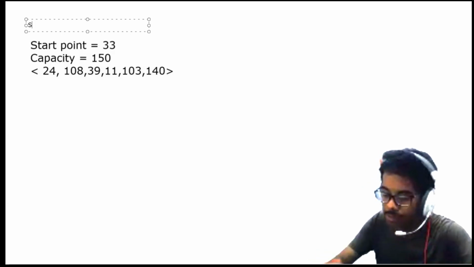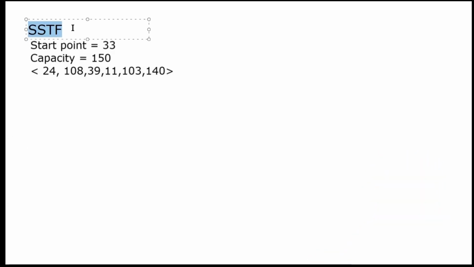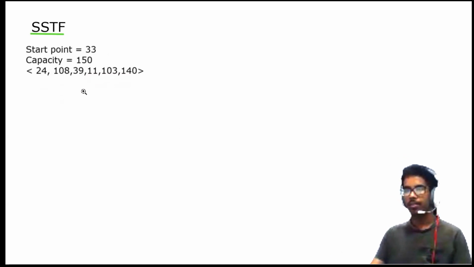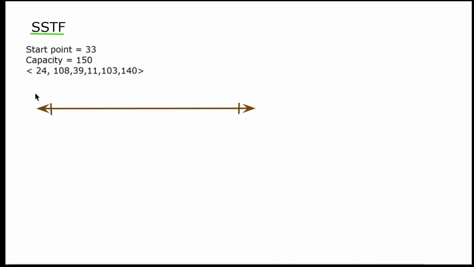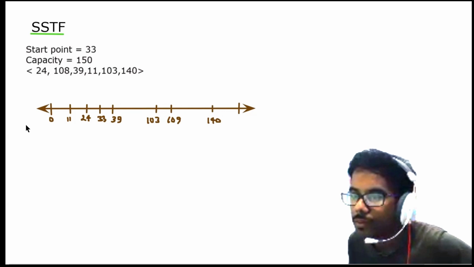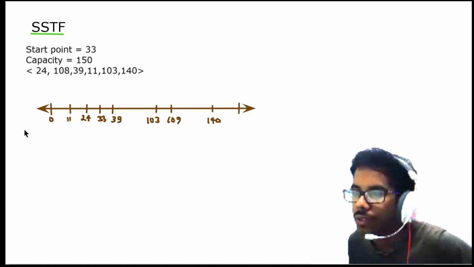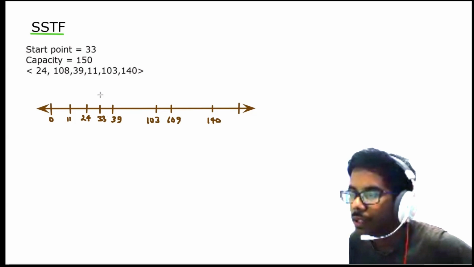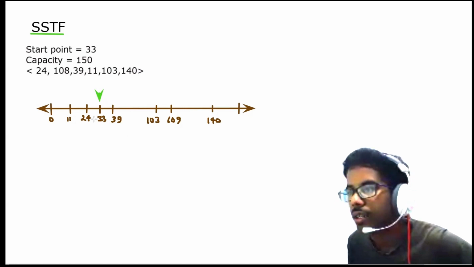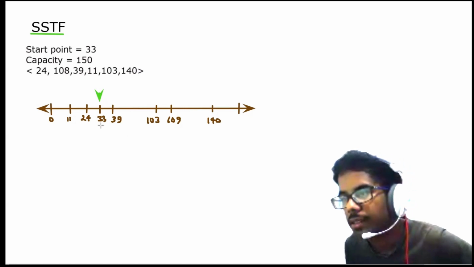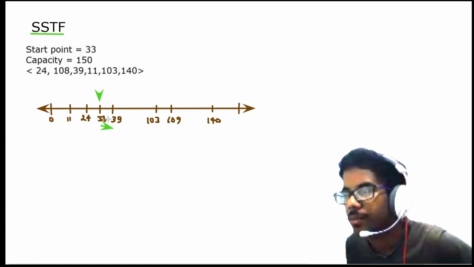Okay, so let's do the SSTF algorithm. So suppose we have this example right over here, and we have to get the answer. How would we do it? We have to draw a number line. Okay, so now our start point is right here. So now we have to get to the nearest point, which seems to be 39, because there's less distance between them.